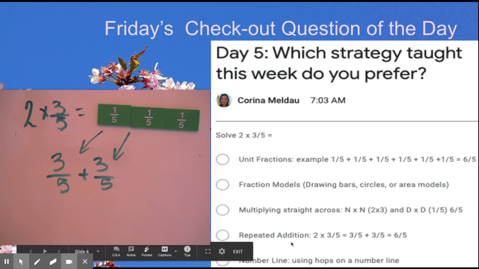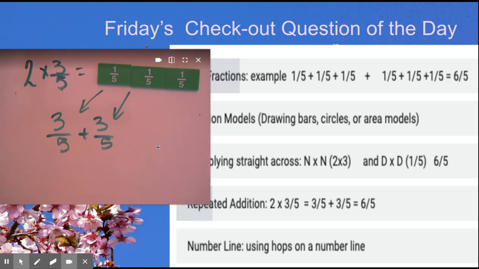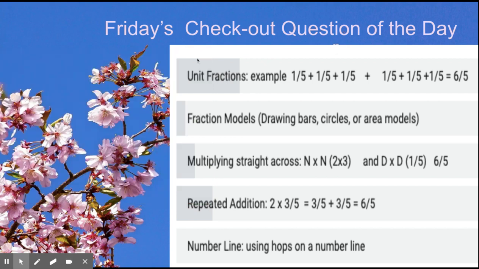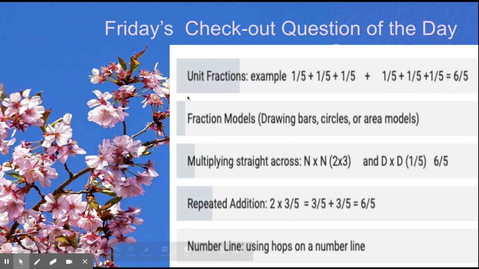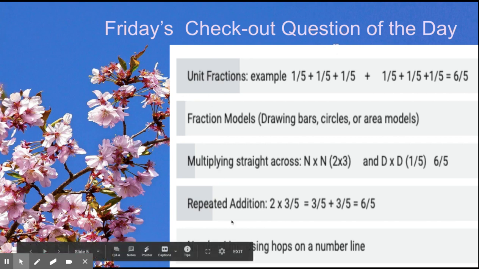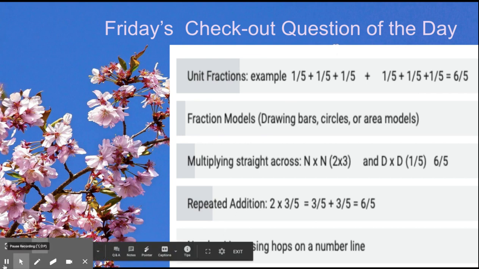Number line. Amazingly, none of you said that you prefer the number line. Let me show you here. So here is the voting poll results. By the way, on my screen, it tells me the names of each person who voted for each. So now I know what you prefer. Unit fractions was the favorite and repeated addition was the second. Multiplying straight across was the third, and then fraction models was only liked by 4 of you. But no one said that the number line was something they liked. I'm going to review the number line real quickly for you.